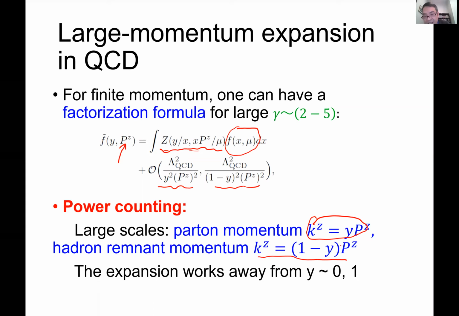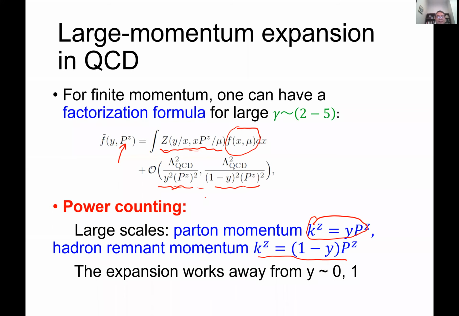And so therefore your power corrections are going to go like 1 over y squared PZ squared, and also 1 over (1 minus y) squared PZ squared. So you can see this expansion gets bad when y goes to 0 and 1. So long as you stay away from the endpoint region, this expansion makes sense.